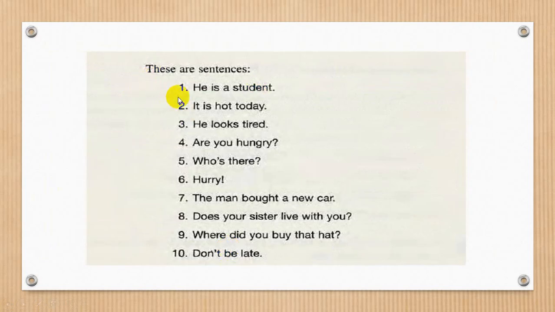These are sentences. Look at these from 1 to 10. He is a student. It is hot today. He looks tired. Are you hungry? Who's there? Hurry. The man bought a new car. Does your sister live with you? What did you buy that hat? Don't be late.